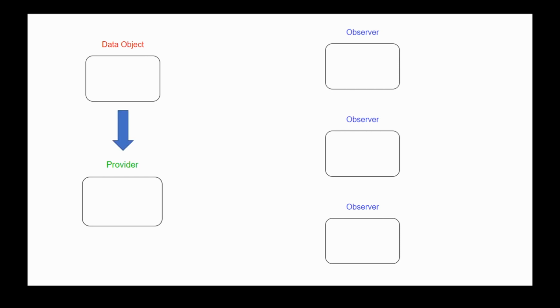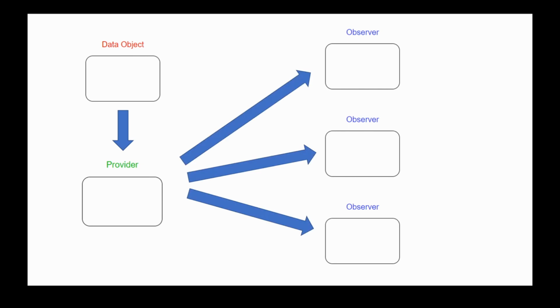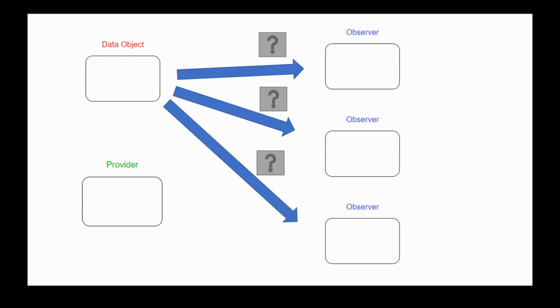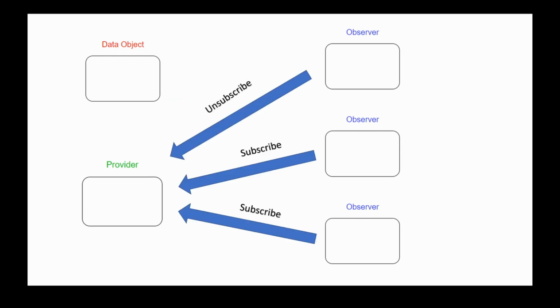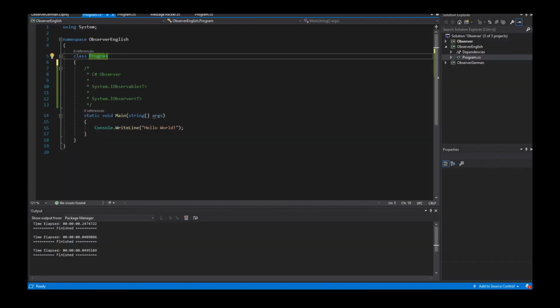For example, the data object pushes the information or the change state to the provider, and the provider delegates it to his observers. The advantage of this is that the data object does not know his observers, and I can subscribe and unsubscribe the observers dynamically at runtime. So now we look into the source code.